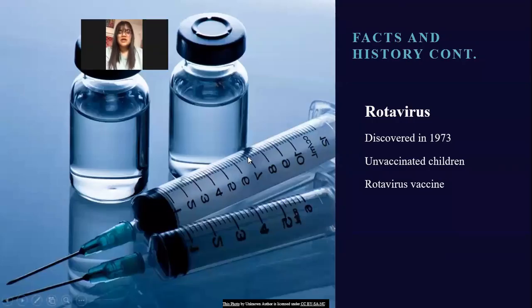Rotavirus was discovered in 1973 by Ruth Bishop and her colleagues. Unvaccinated children are more likely to be infected after the age of 3 and are at greatest risk of developing severe diseases from rotavirus infections. Vaccines for rotavirus have been available since 2006.